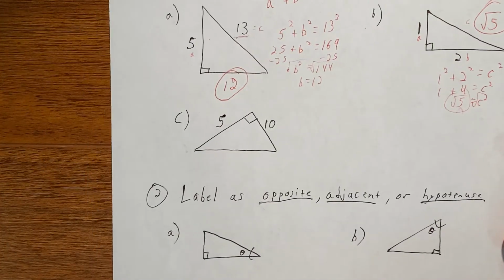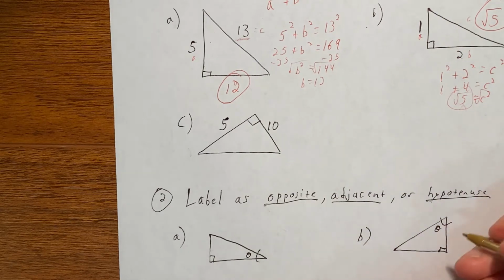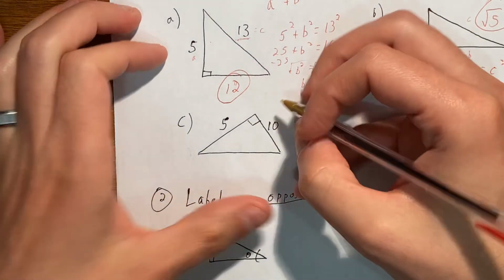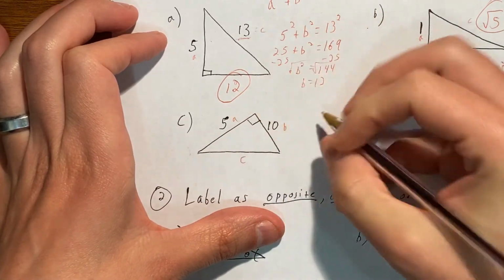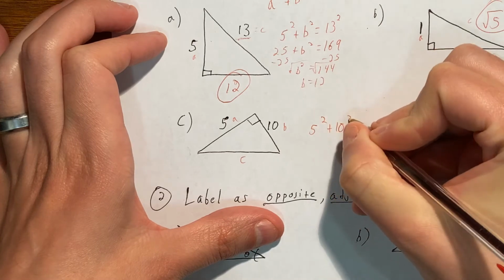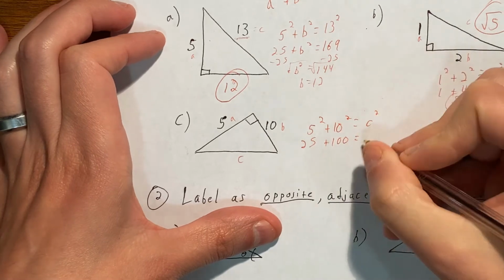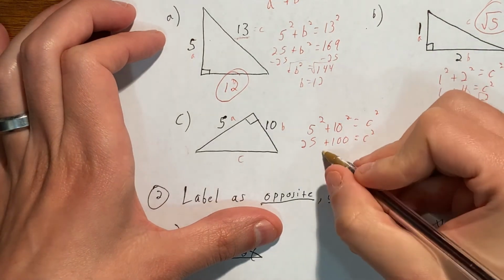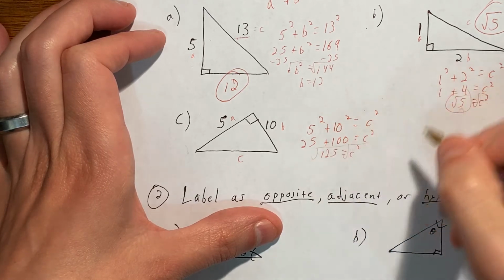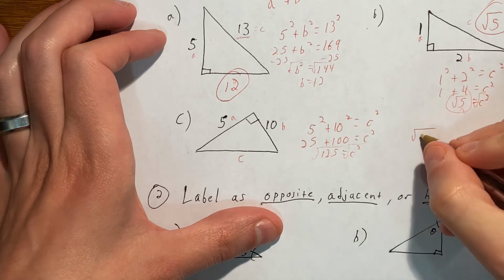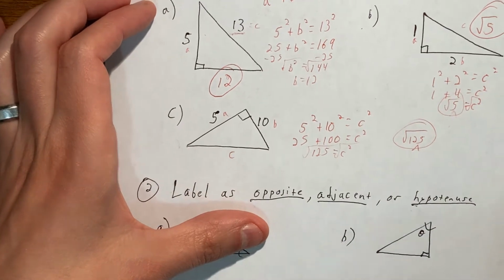So go ahead if you want, pause the video and see if you can get c. If not, I'm about to do it, but I suggest pausing it and trying it. So here, c is once again the hypotenuse that we don't know. So this will be a and b. So we'll have 5 squared plus 10 squared equals c squared, which is 25 plus 100 equals c squared. So you get 125 equals c squared, which when you square root, you get the square root of 125. So if you wrote the square root of 125, you were mostly correct. This one, it turns out you can actually simplify.